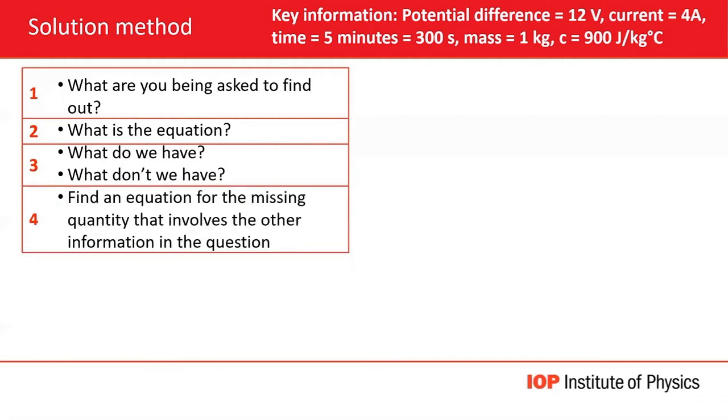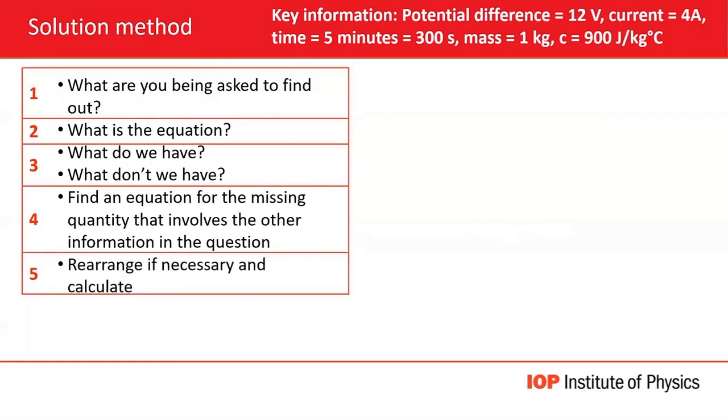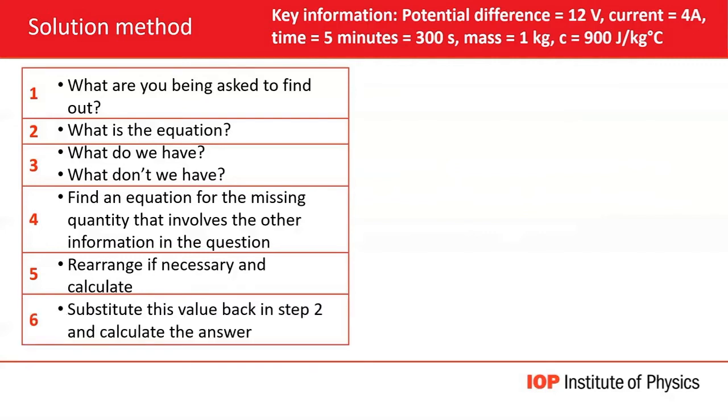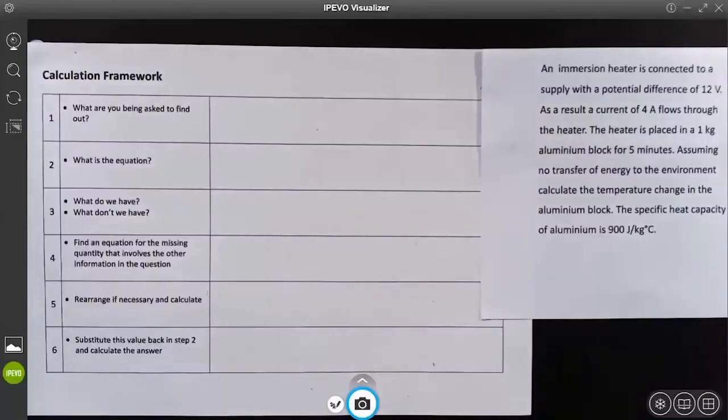Then, when you've discovered what it is you've not been given in the question, find an equation for that missing quantity, which also utilizes the other quantities given in the question, but not used earlier on. Take that equation, if you need to, rearrange it and perform the calculation. And finally, use the value that you've just obtained in the previous stage back in the original equation to evaluate the final answer. Now let's look at solving the problem that we've seen earlier using the 6-step framework.